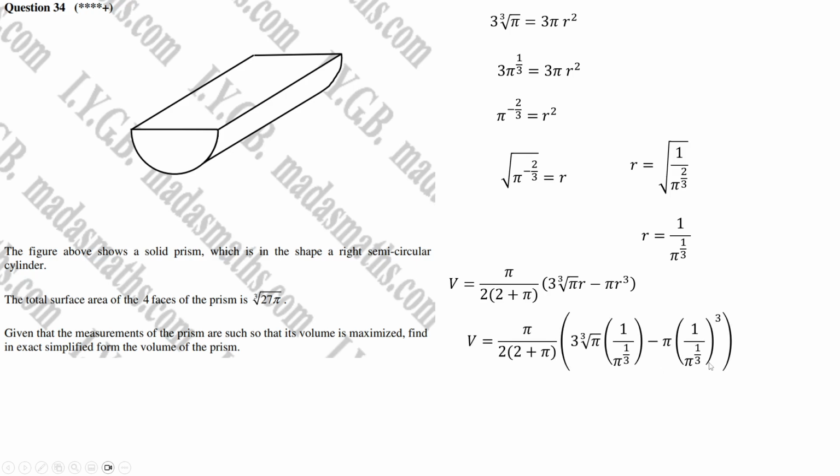This looks a bit complicated. Just take your time slowly with it. Maybe use a calculator if you prefer. Just take it slowly. This actually cancels down really nicely. This two cancel. You'll get that. So the volume is just pi over 2 plus pi.